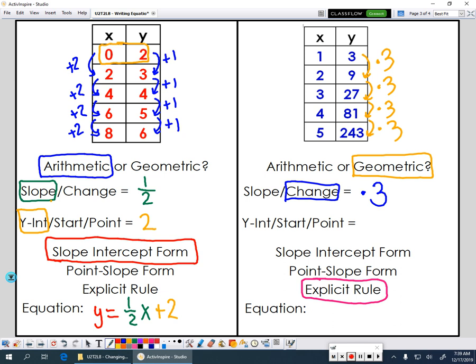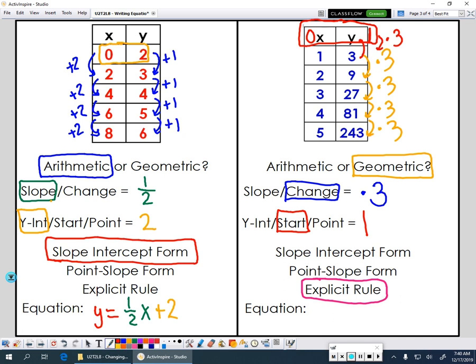Okay? Now the start value is a little bit tricky because again, your start value is where your x value equals 0. Okay, there is no place in this table where x equals 0, so I actually have to continue this pattern backwards a bit. And I can see that when x is 0, y would be 1, because then it would follow this ×3 pattern. So my start value, right up here, is going to be 1.